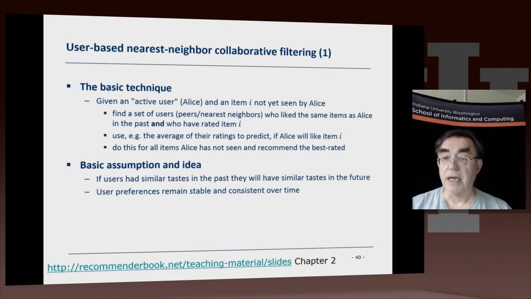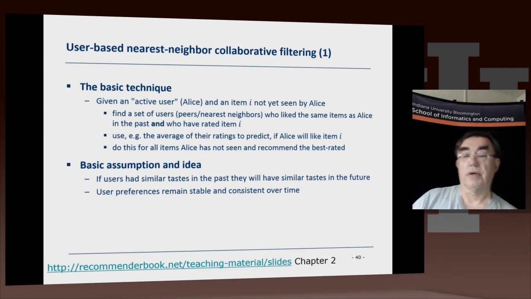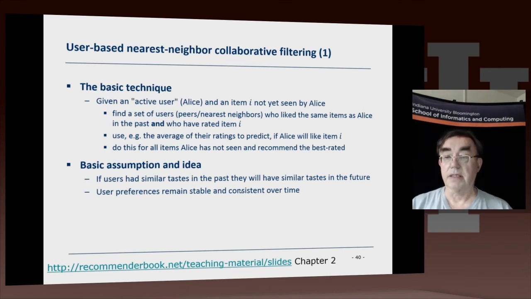So here we have some examples gone through in some detail. We have a user called Alice and an item not yet seen by Alice. Alice is a user. I is the item we're trying to rank. And the way we work is we find users who have rated this item we're trying to decide if Alice will like. And we also want these users to like the same items as Alice. So these users have some overlap with Alice. And so the basic intuition is clear.